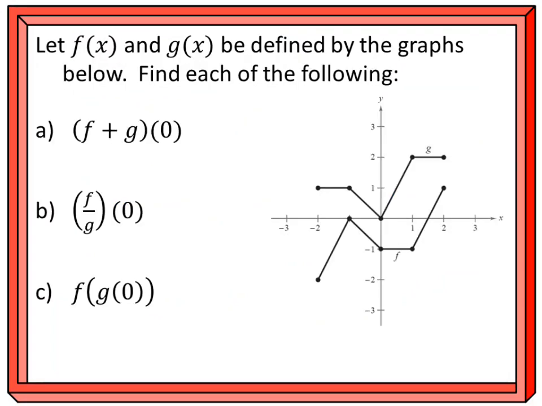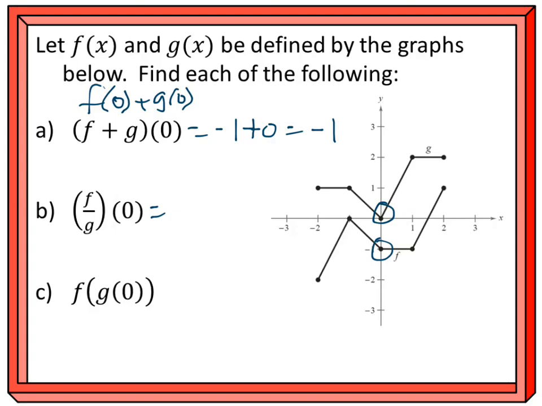Okay, let f of x and g of x be defined by these two graphs, and find each of these compositions, combinations, whatever. So f plus g of 0. So I want to find f of 0 plus g of 0. F of 0 is negative 1. G of 0 is 0. So negative 1 plus 0 equals negative 1.